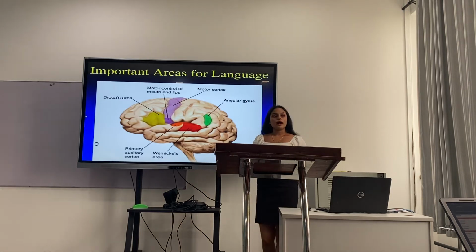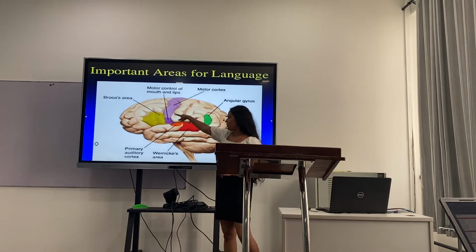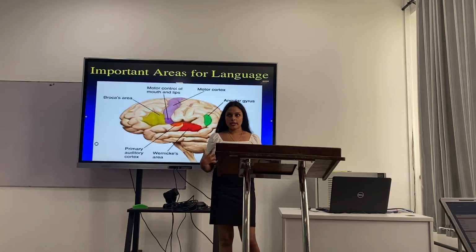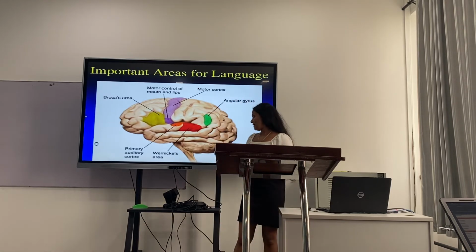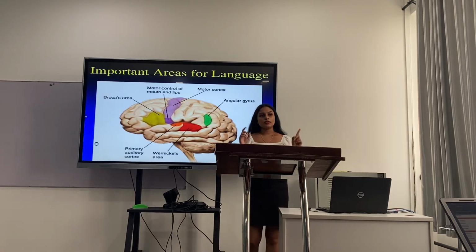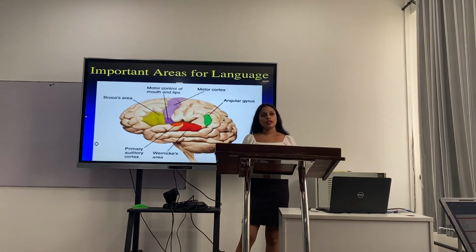Another most important part of our brain is the motor cortex, which is highlighted in purple. The motor cortex controls the motor movements of our body. Further describing it, the motor cortex literally controls the muscles of the human body. The motor cortex exists in both hemispheres of the brain and controls the opposite side of the body.